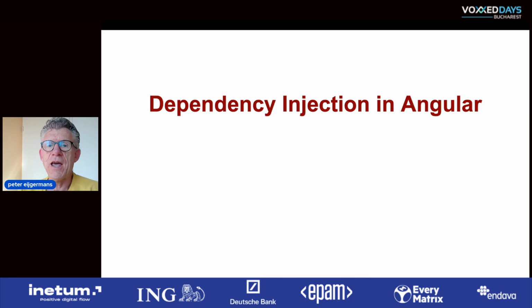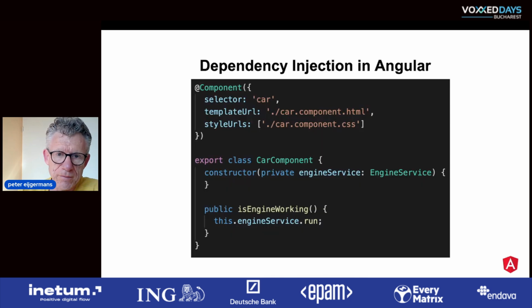Dependency injection in Angular. How do we do that? You recognize it, I think. Here we create a component in Angular with this annotation, and it has a selector. That's the name of the component. It has its own template, and there's also a constructor where we pass in our dependency, our engine service, for example. I've also created a method to test if the engine is working. That is okay, and this is a good way to inject dependencies in Angular.